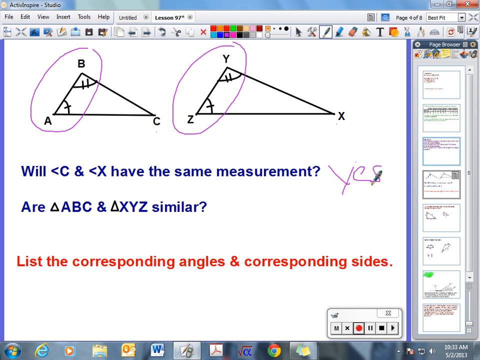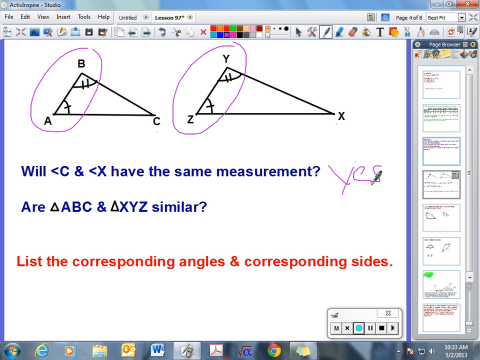So are triangle ABC and triangle XYZ similar? Well, yes, they are. To have something be similar, they have to have all angles the same measure. Not necessarily all sides the same measure, but the angles do have to have the same measurements. So they would be similar.